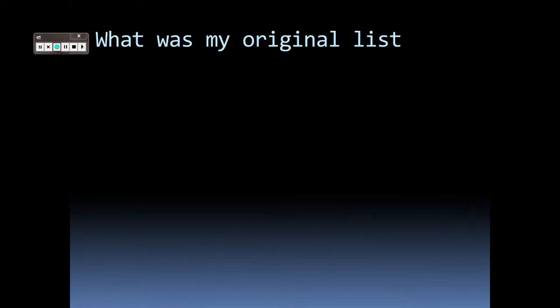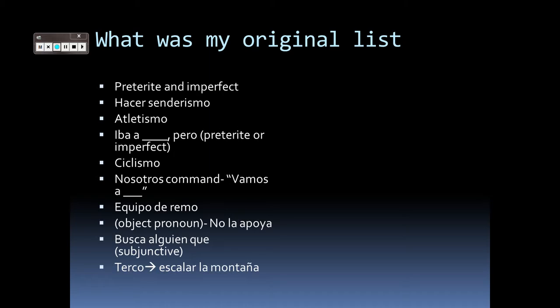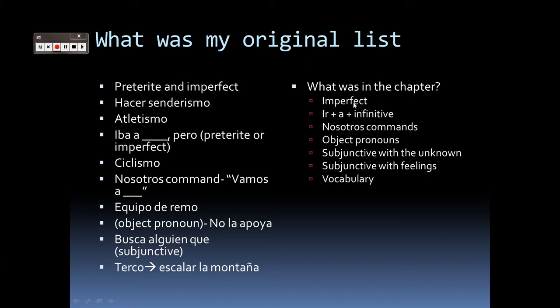So, let's see if I covered it all. This was my original list. What was in the chapter? Well, imperfect was in the chapter. So, imperfect, do I have any of that? Oh, preterite and imperfect right there, because I used a lot of it. Ir a infinitive. Ir a infinitive, oh, there you go. Nosotros commands. Vamos a, did that one. Object pronouns. No la apoya over here. Subjunctive with the unknown. Busca alguien que, and then the subjunctive. And then subjunctive with feelings. Oh, that one wasn't included. And vocabulary, of course, I had hacer senderismo, atletismo, ciclismo, equipo de remo, terco, escalar montaña.